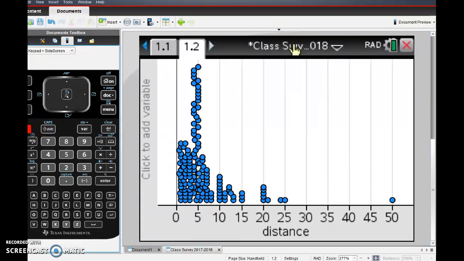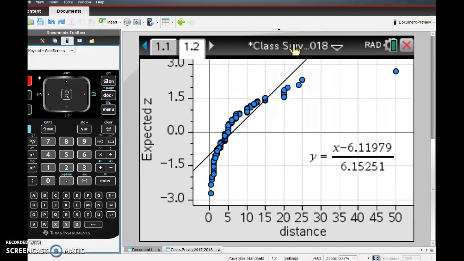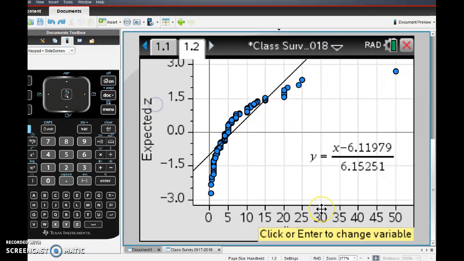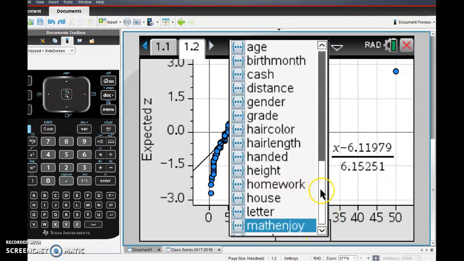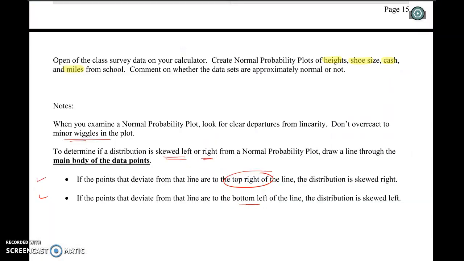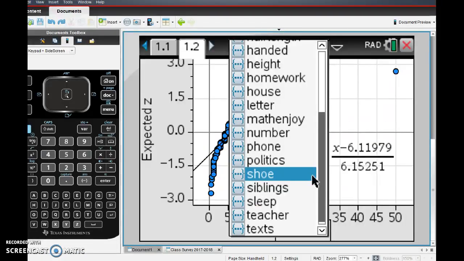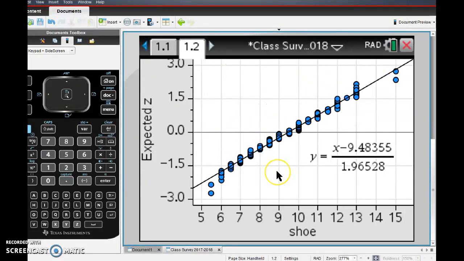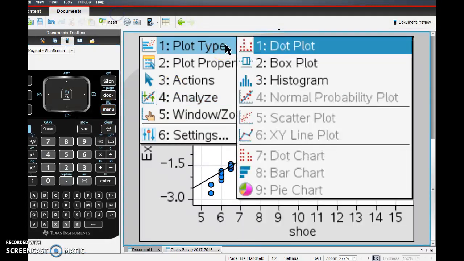Do we have another data set that was approximately normal? What was the other one I asked you to look at? Shoe size. That should be kind of close to normal, I think. Again, this is pretty close to normal. We got a little bit of curvature here, a little bit of curvature there. But I'd say that follows the linear pattern, so I'd say yes to normal, or approximately normal.